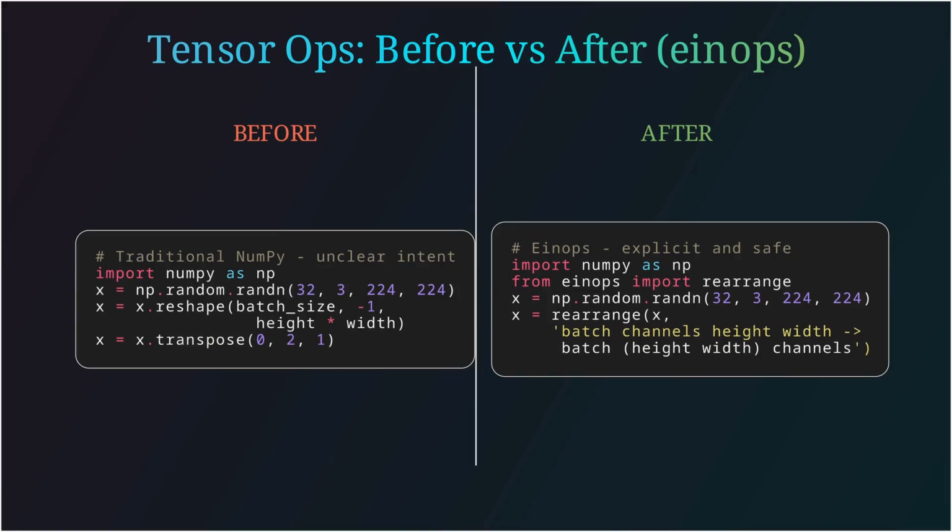The batch dimension is kept as the first axis. The height and width dimensions are flattened into a single new dimension. The parentheses signify this combination. The size of this new dimension becomes 224 times 224. The channels dimension is moved to the end. Crystal clear. The code reads like English and documents your intent.